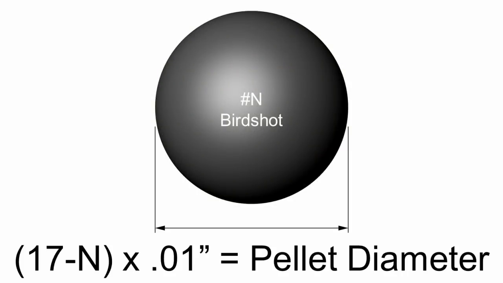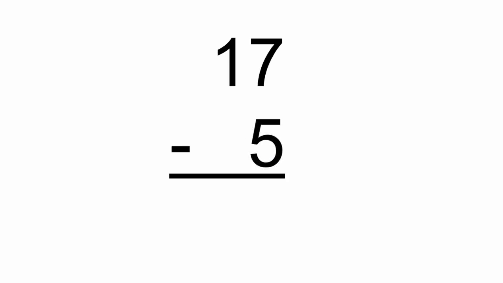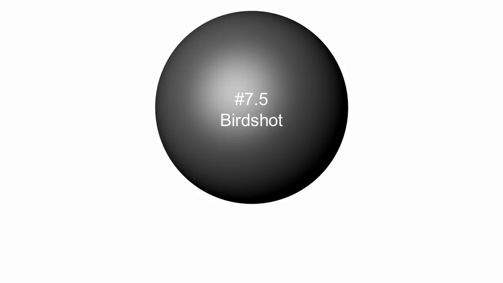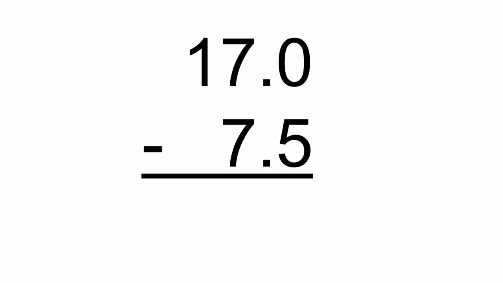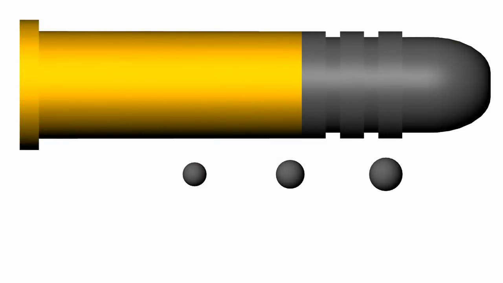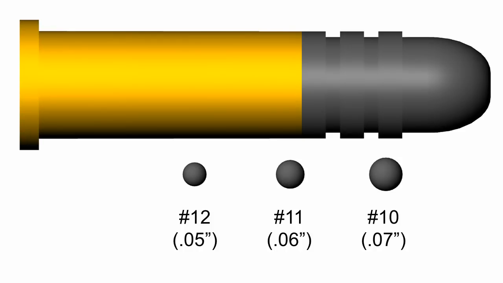of an inch. Take number 5 birdshot as an example. 17 minus 5 is 12. Move the decimal point two places to the left, and number 5 birdshot pellets are 0.12 inches in diameter. This formula also holds true for non-integer numbers, allowing for half sizes such as 7.5. 17 minus 7.5 is 9.5, or 0.095 inches. The numbered birdshot sizes start at number 12, which is 0.05 inches in diameter, followed by number 11 and number 10. Anything smaller than number 12 is simply called dust shot, though sometimes number 11 and number 12 are also referred to as dust shot.